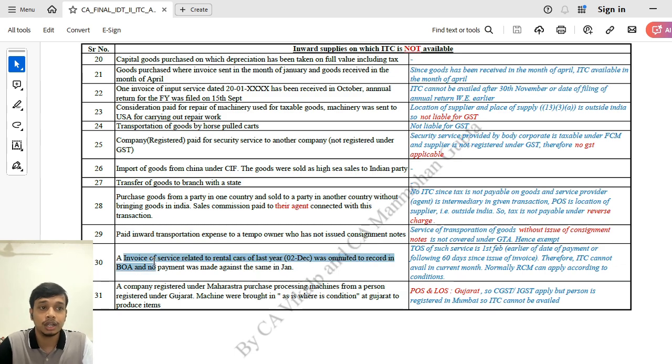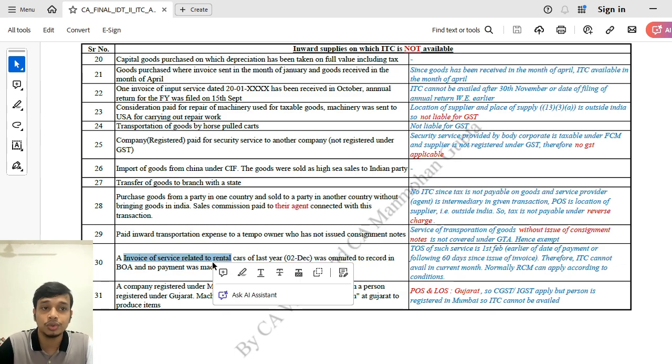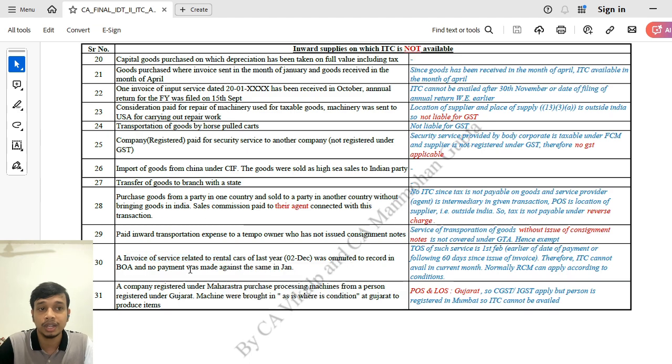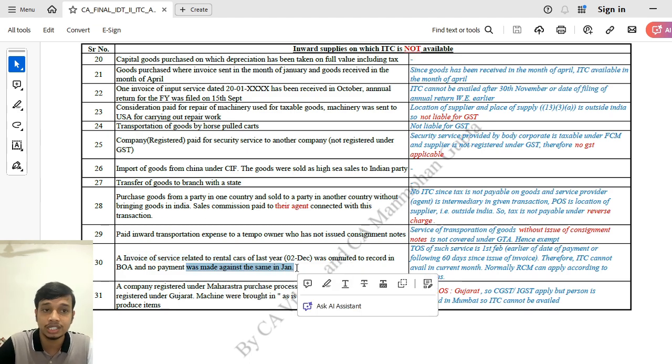30th point, invoice of service rental of the car of last year, an invoice of 2nd December for a rental car, was omitted to be recorded in books of accounts and no payment has been made against the same in January. We are in January and last month, 2nd December, there was an invoice for service, so it is omitted in the books of accounts, so we have to check time of supply. In that case, 60 days from the 2nd December will be 1st February. So in that case, all the ITC can be availed in the month of February, and no ITC is available in the month of Jan.